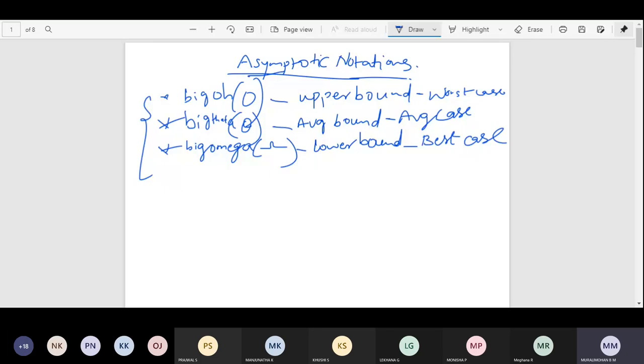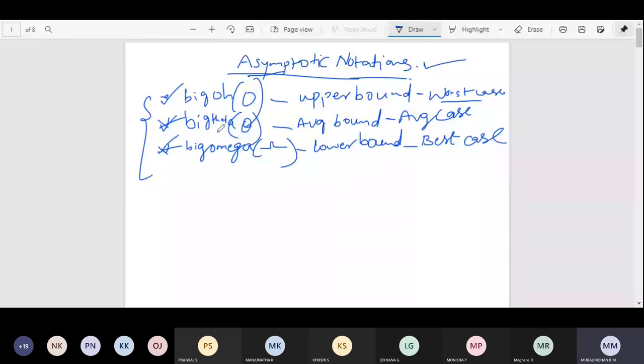To represent the efficiency of the algorithm, we will use these asymptotic notations. The basic asymptotic notations are big O notation, big theta, and big omega. Big O is the upper bound. Upper bound means it is the worst case.